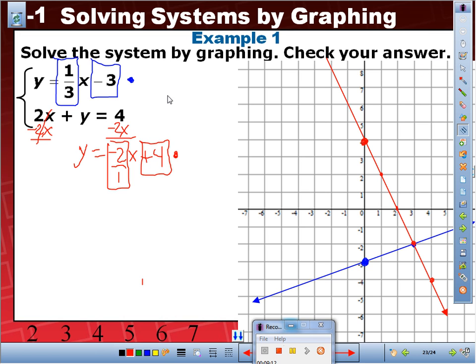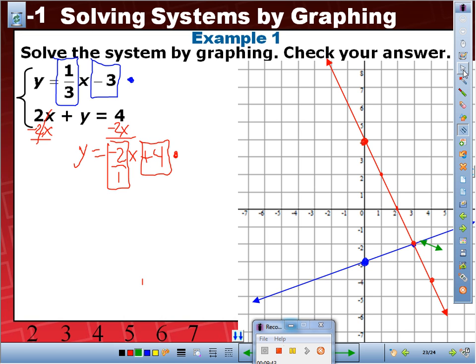So let's see. Step 1, solve for y. Did we solve for y? Yes. And did we write it in slope-intercept form? Yes. Step 2, graph your equation. Did we do that? Yes. Step 3, identify the point of intersection of the lines. Could you see the point of intersection of the lines? Yes. I'm going to circle the spot.